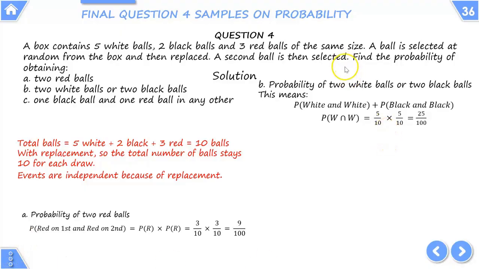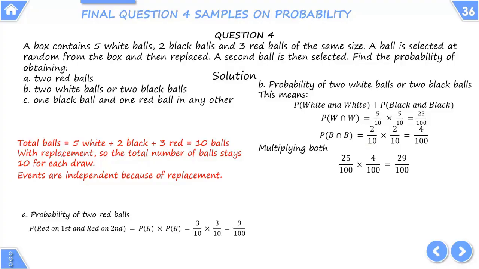Now probability of 2 white balls or 2 black balls. So we find the probability of occurrence for 2 white balls, right? That means white and white. Remember, it's replacement and it's independent. All right, so we get the probability for the 2 white balls. We do the same thing for the 2 black balls as well. And then we add the results to get 29/100.